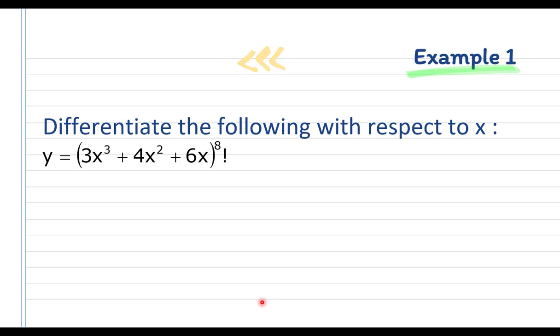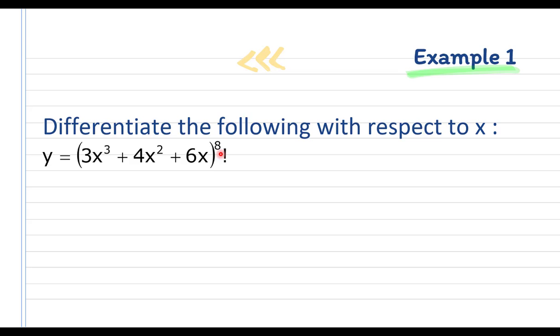Here we will continue the chain rule derivative concept. We'll see more examples. The first one is, let's differentiate the following with respect to x. We have a function y. You can see the characteristic of the second formula derivative. Here you have the bracket. You have a function inside the bracket with the power of 8.